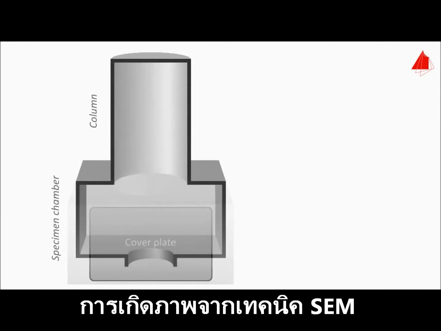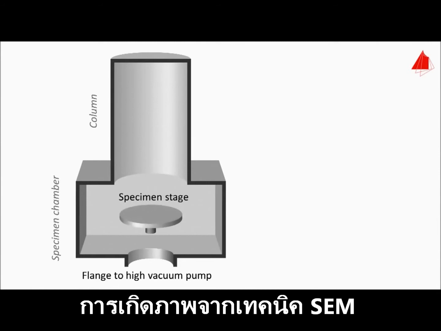In the longitudinal section, the flange leading to the high vacuum pump is visible at the bottom. Thereby, high vacuum is generated inside the whole microscope. The round specimen stage may not only be moved to the left and to the right, but likewise in all other directions. It may also be tilted and rotated. All samples to be investigated are placed on the specimen stage.